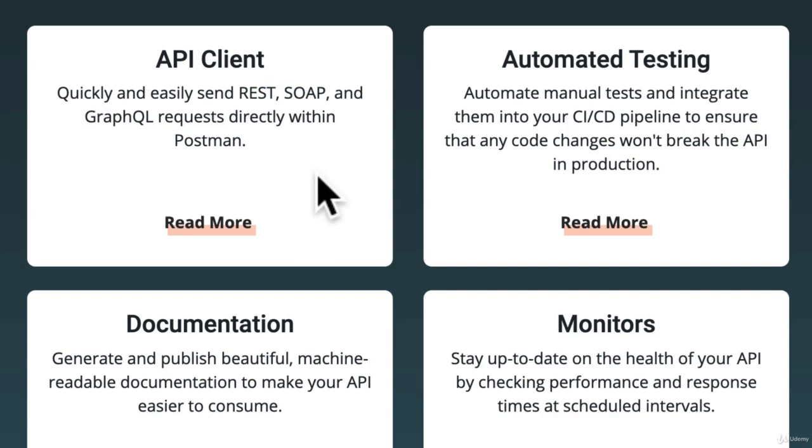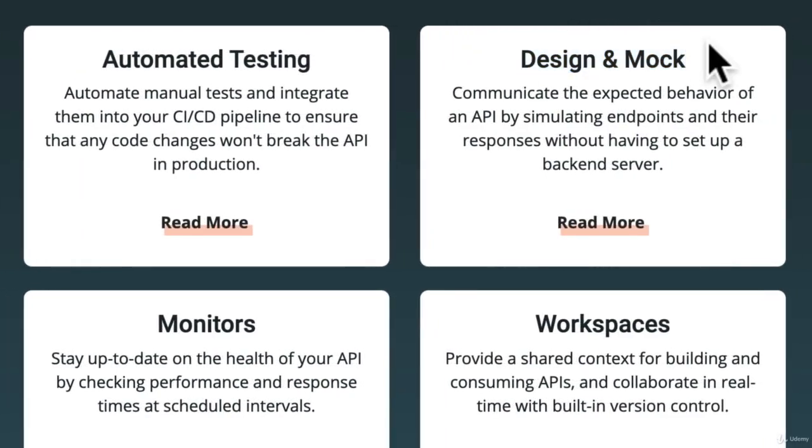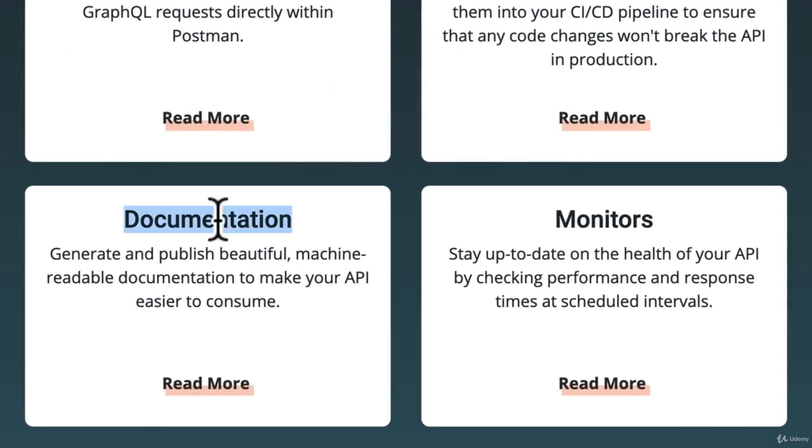These are all different ways of making requests against a backend. It also provides automated testing, so you can run your API requests against your server to check that you haven't broken anything in production. There's this design and mock functionality, which allows you to develop your front end against a backend that hasn't been built yet. So your Postman is sending back requests as if it were the actual backend. This is really cool. It also has documentation.